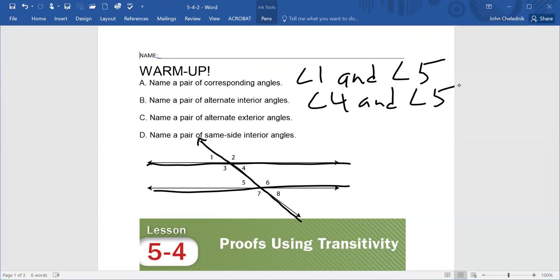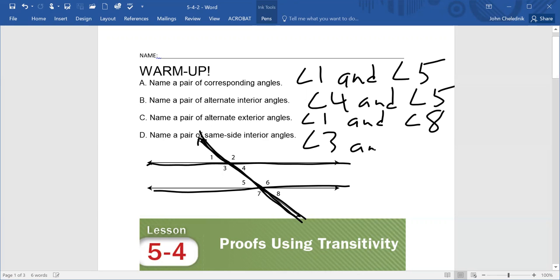Part C, it says name a pair of alternate exterior angles. I'm going to give the example of angle 1 and angle 8. Those are alternate exterior. They're on alternate sides of the transversal, and they are also on the exterior. And then we have same side interior angles. These must be on the interior, and they have to be on the same side of the transversal. So angle 3 and angle 5 is my example. I could also have angle 4 and 6 if I wanted.